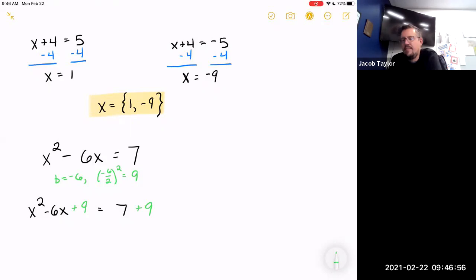And then what will x squared minus 6x plus 9 factor into?